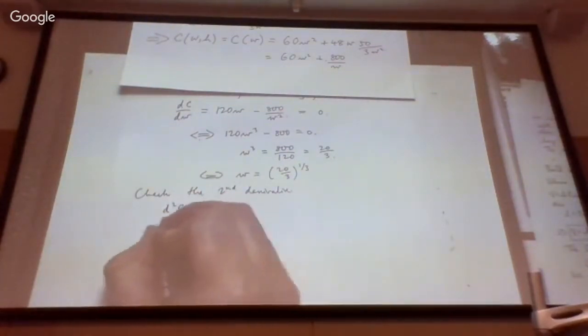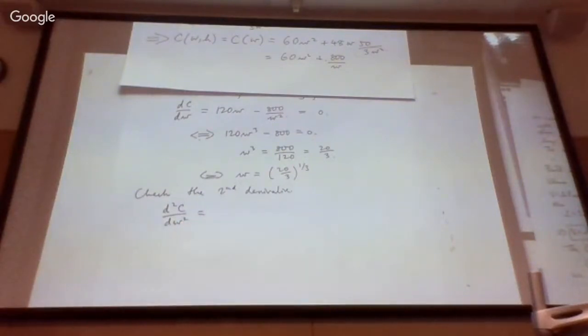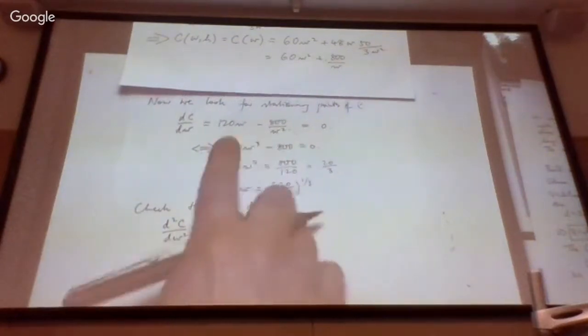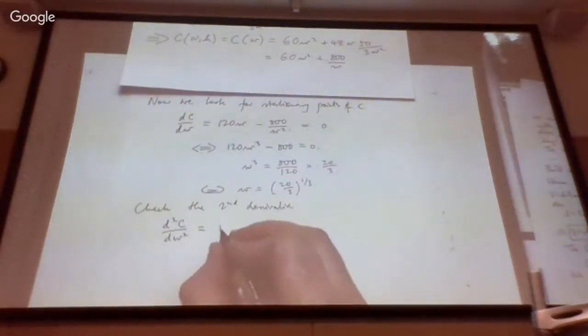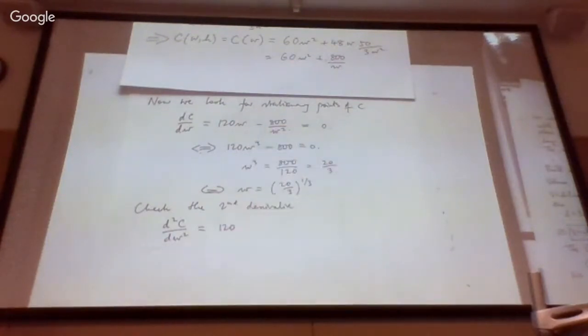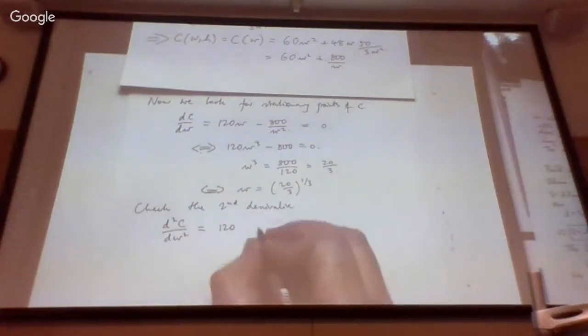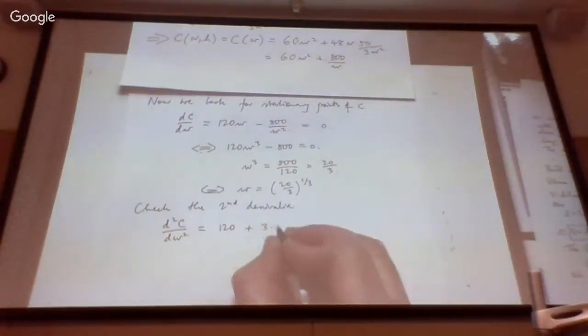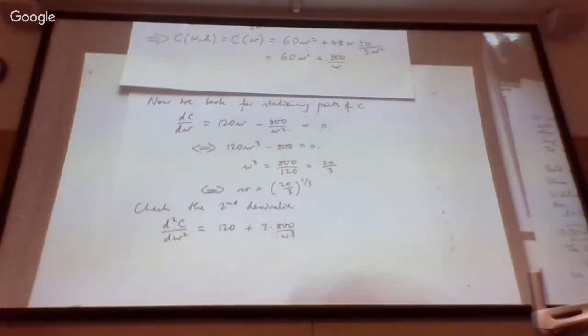So d squared C dW squared, the second derivative. Well, we've got our nicest expression for the first derivative up here. That has a derivative of 120. And the derivative of minus 800 over w squared is going to be plus 2 times 800 over w cubed. So that's 120 plus 1600 over w cubed.